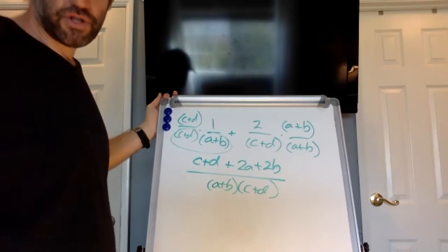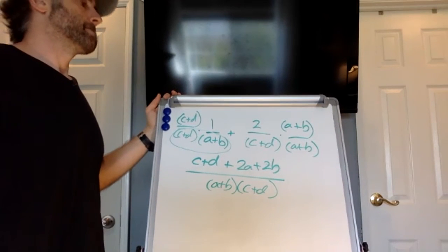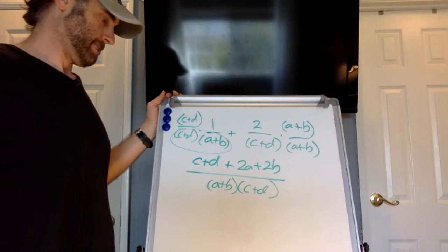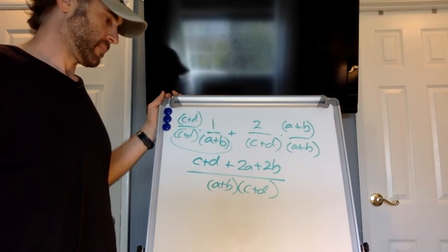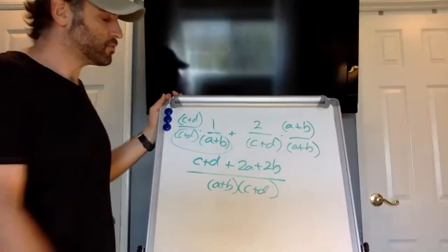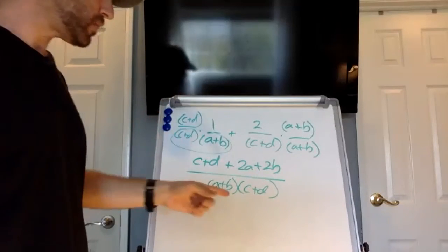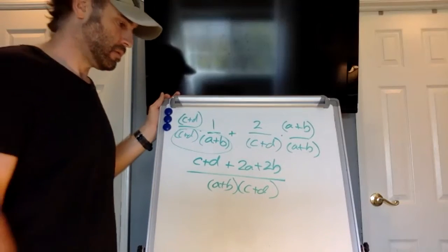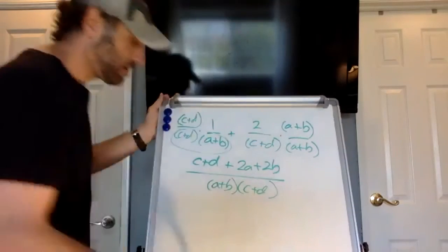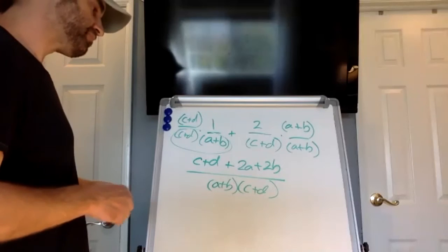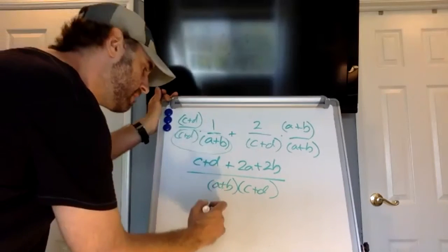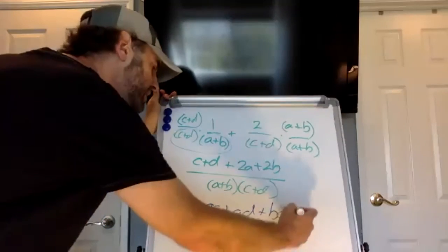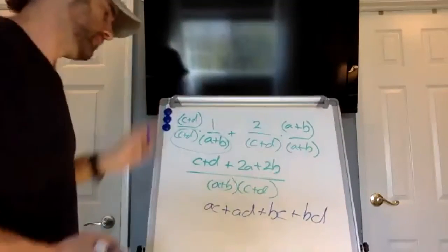Anybody else? Questions? So when you factor A plus B times C plus D, you would get... Well, it's already in factored form. What is factored form? It's written as a product of two factors. When you expand it, it would become AC plus AD plus BC plus BD.